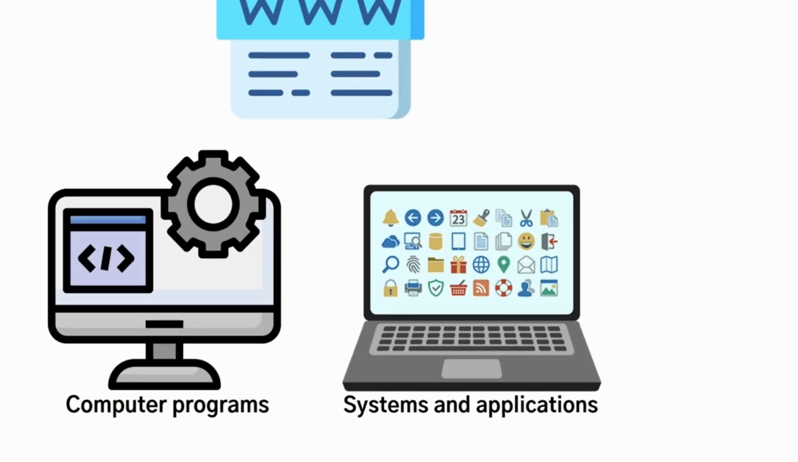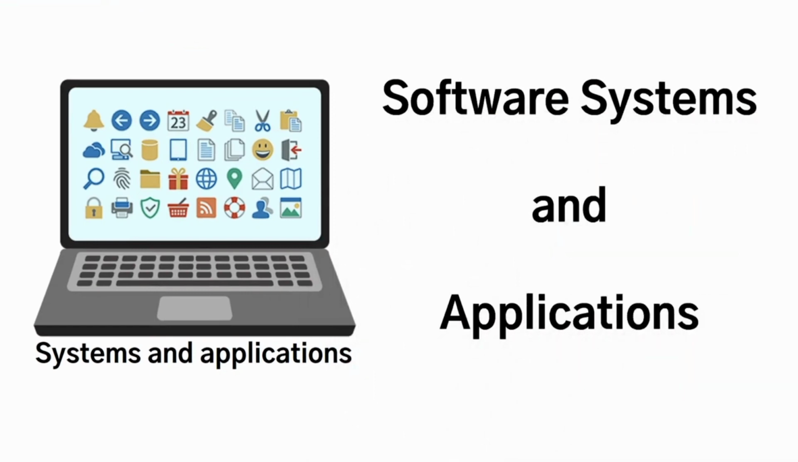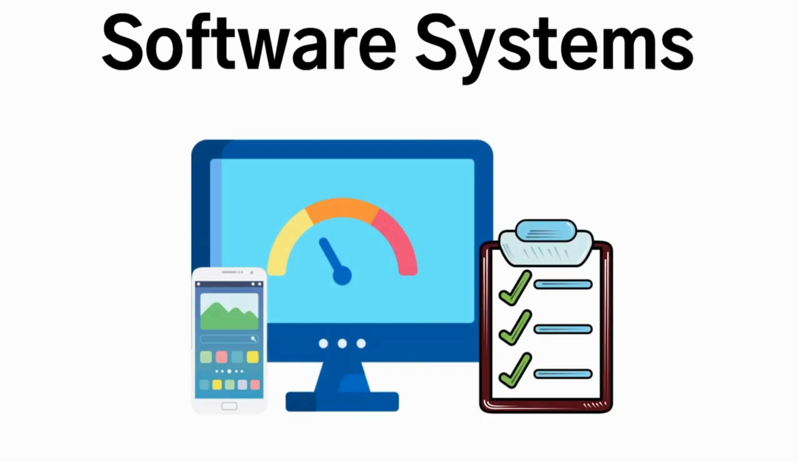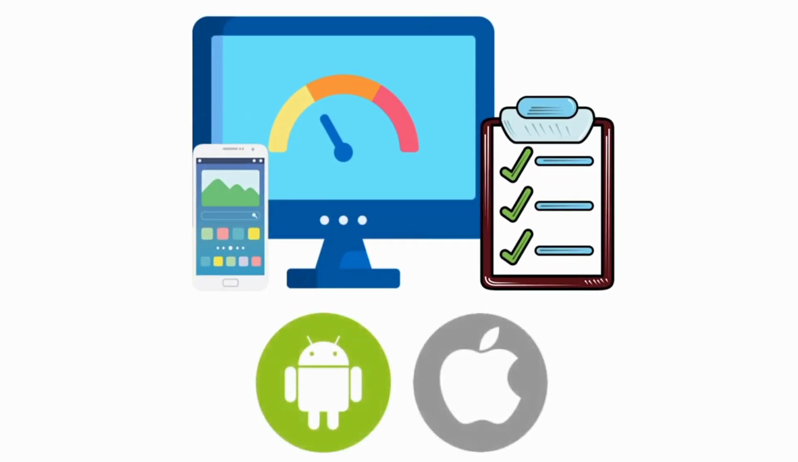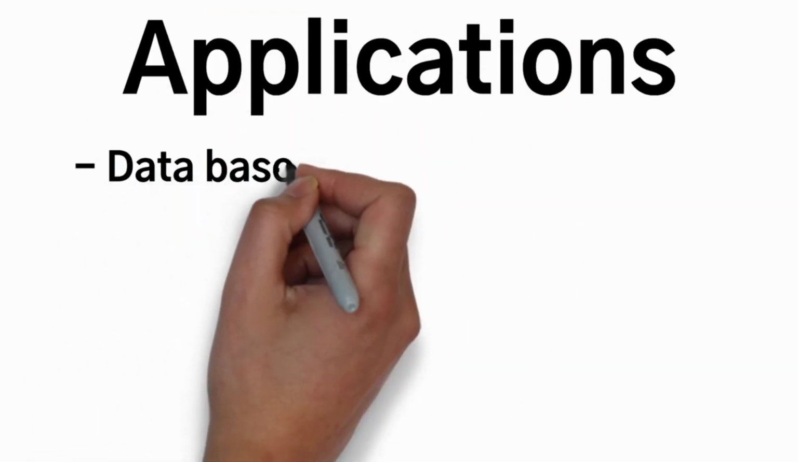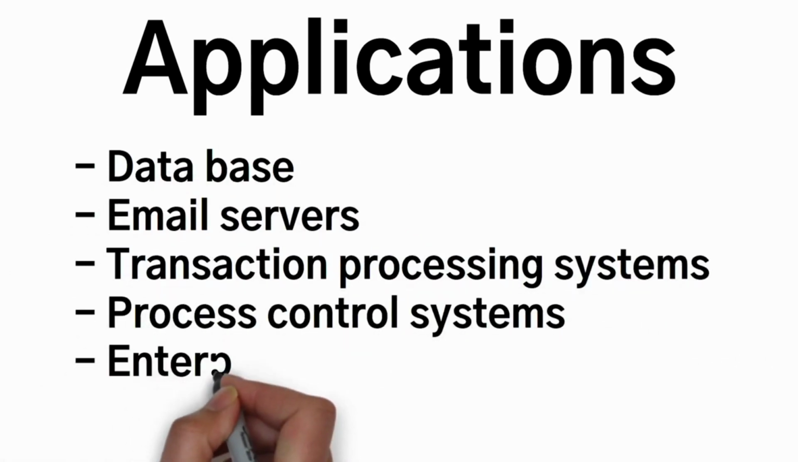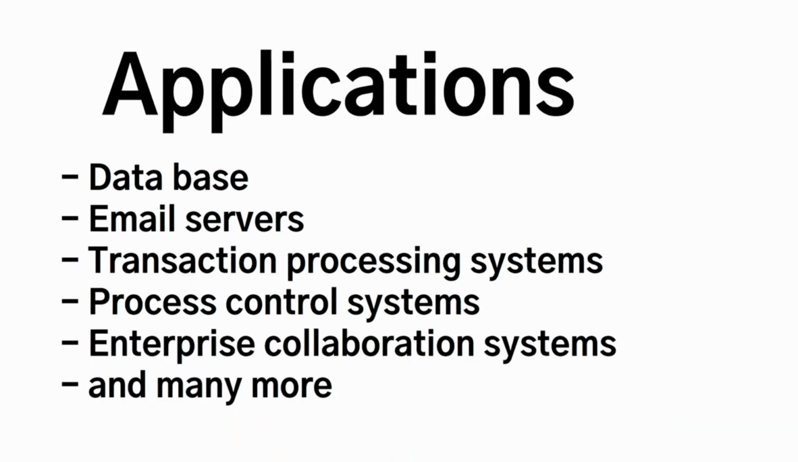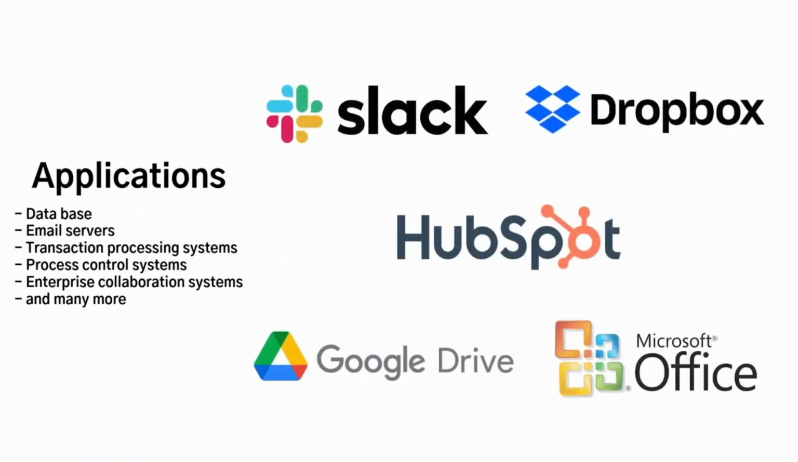And it's going to be broadly separated into two different groups, which is software systems and applications. Software systems are basic programs that are tasked to perform computer functions at its most basic level. An example of this would be an operating system for a phone, such as iOS or Android. Applications, on the other hand, also have a lot of examples, such as databases, email servers, transaction processing systems, process control systems, enterprise collaboration systems, and many more. Some examples of this would be Slack, Dropbox, HubSpot, Google Drive, and Microsoft Office.